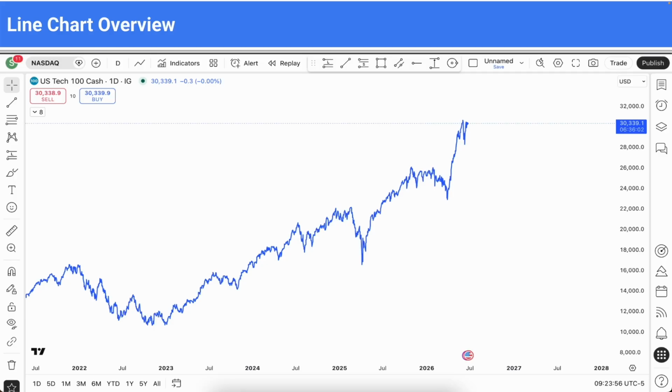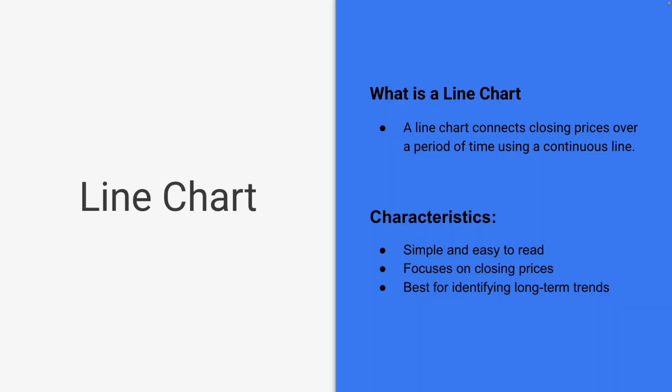So this is the example of a line chart. A line chart is a simple representation of price. You can see it in this picture. The blue line represents the line chart. A line chart connects the closing price over a period of time using a continuous line. As you can see, this blue line represents a line chart. The line chart is the simplest chart type. It only shows the closing price.